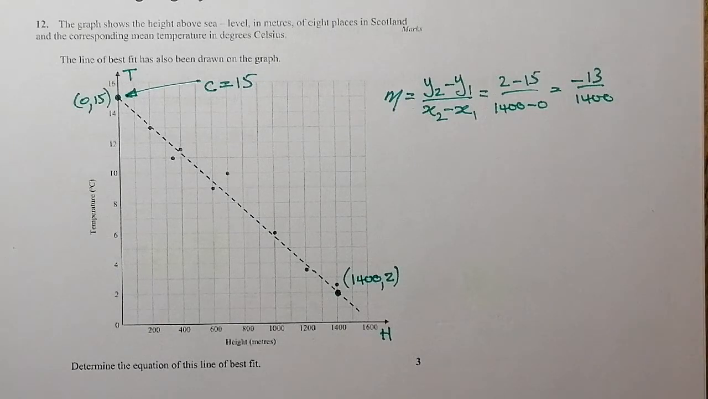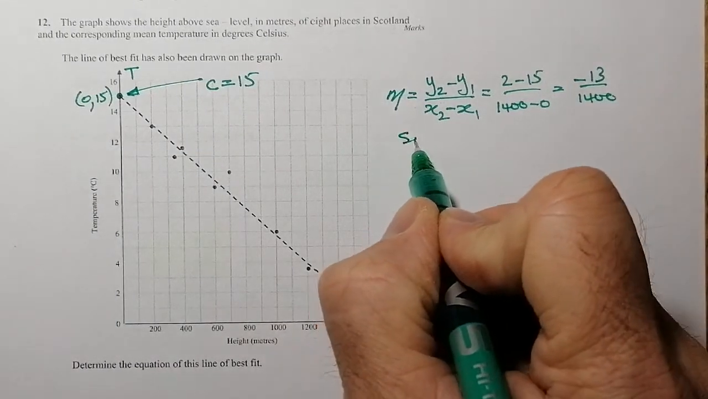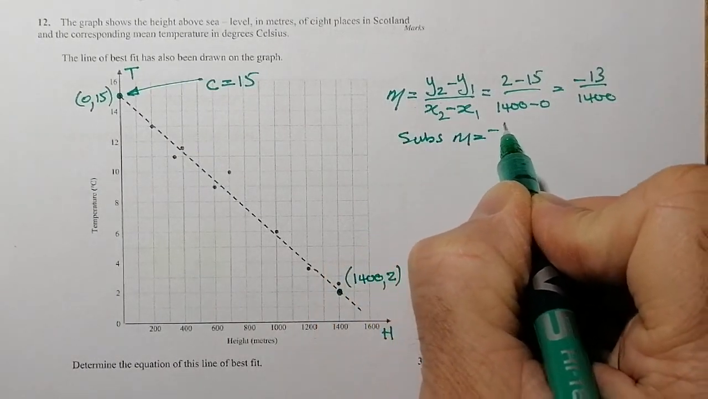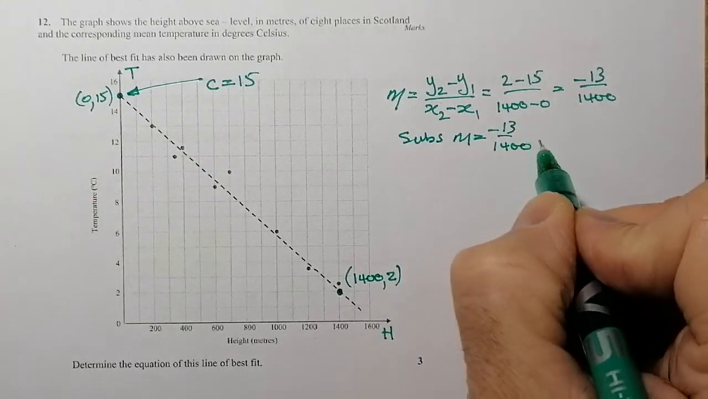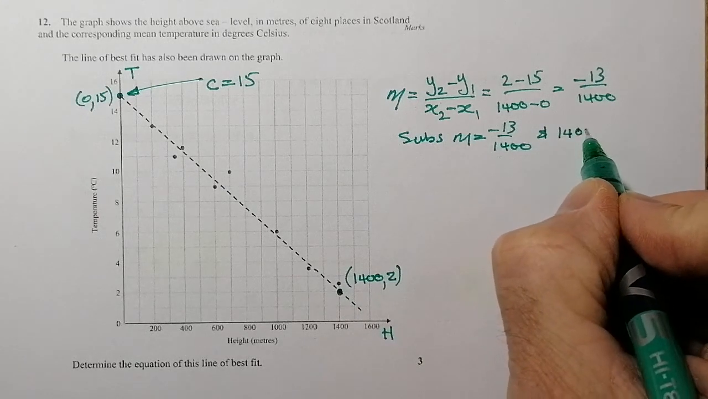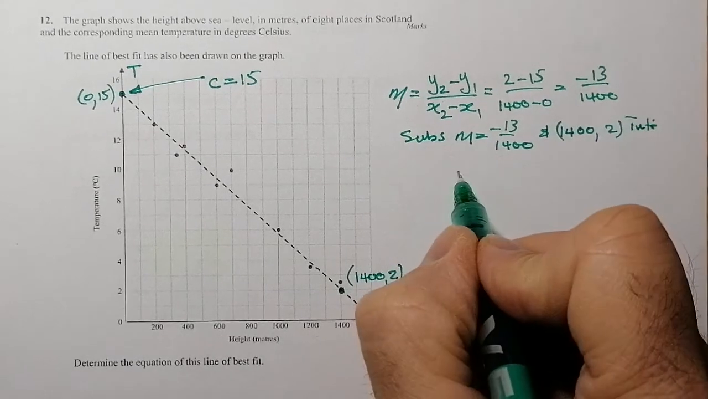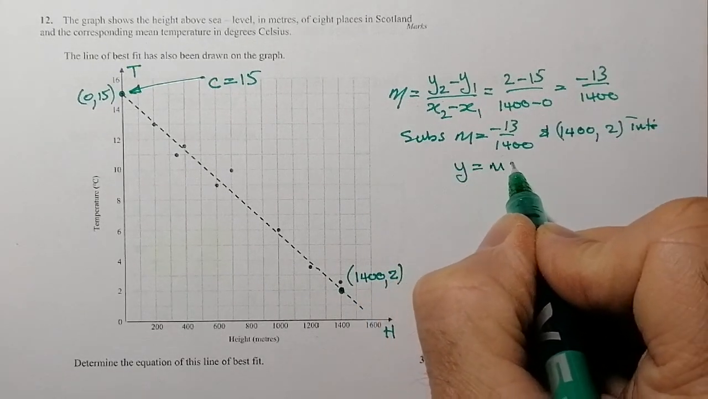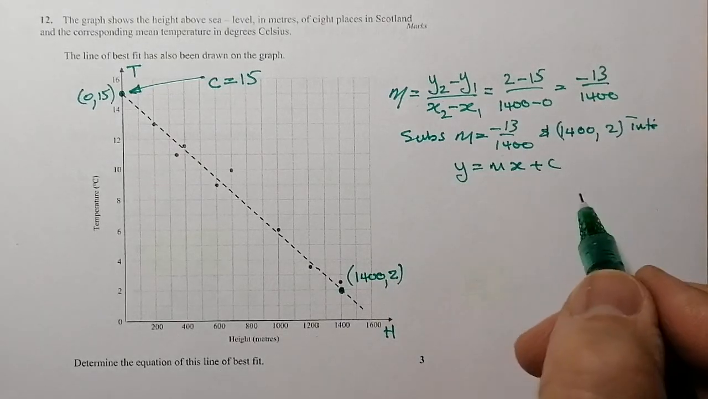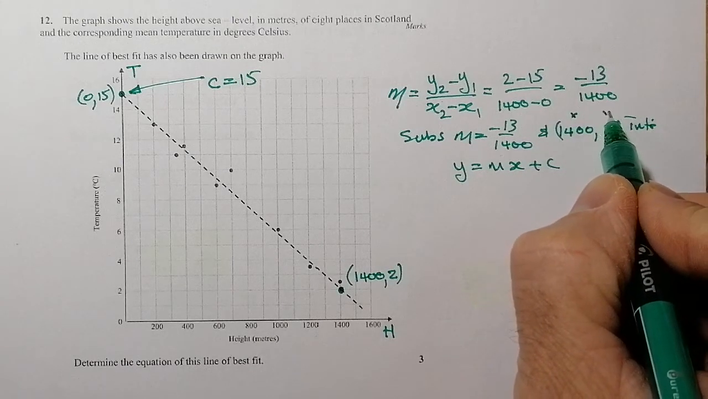The other option, if we didn't have that and we couldn't see where it crossed over the axes, would be to substitute my gradient, negative 13 over 1400, and pick one of the points. I'm going to pick that point that I chose down below, which was 1400, 2, and substitute that into y equals mx plus c. I'll change the letters right at the end to make sure I get the right ones in place. I'm going to take that as my x coordinate and that's my y coordinate.